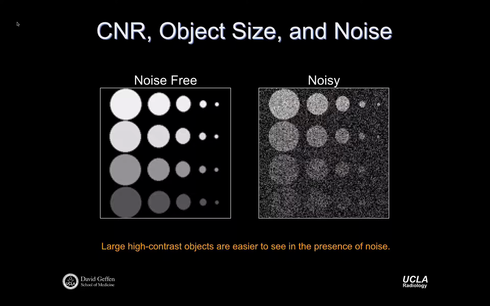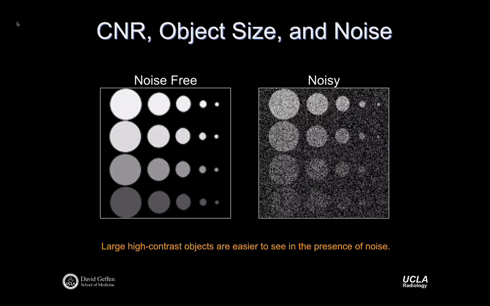Something to keep in mind in all this: why do we care about contrast so much? Why do clinicians in particular care about contrast so much? Here are two comparisons. A bunch of objects on the left, through simulation. You've got high contrast objects on the top and lower contrast objects on the bottom, and then obviously large to small objects. And in the presence of noise, it becomes difficult in various ways to detect some of these objects.